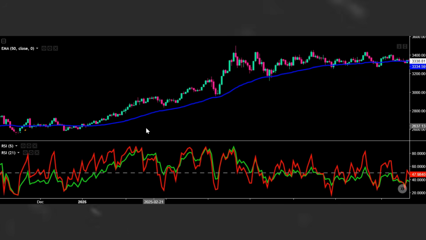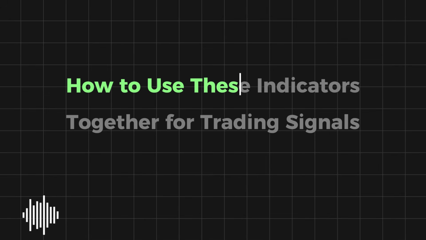By using these 3 tools together, you get the best results. EMA 50 filters the trend. Green RSI shows momentum. And red RSI gives the entry signals. This setup helps us trade more accurately and avoid false signals, especially when the market is moving strongly in one direction. How to use these indicators together for trading signals.